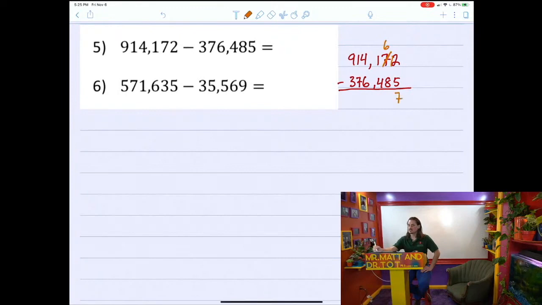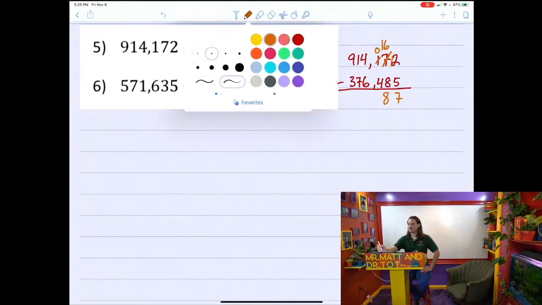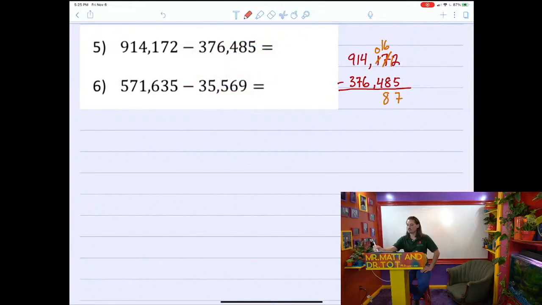12 minus 5 is 7. We can't do 6 minus 8, so we need to borrow from the 1, making it a 0, turning the 6 into a 16. 16 minus 8 is 8. We can't do 0 minus 4, so I'm going to need to borrow from the 4, making it a 3, turning the 0 into a 10. 10 minus 4 is 6. I can't subtract 3 minus 6, so I need to borrow 1 from the 1, making it a 0, turning the 3 into a 13. 13 minus 6 is 7.